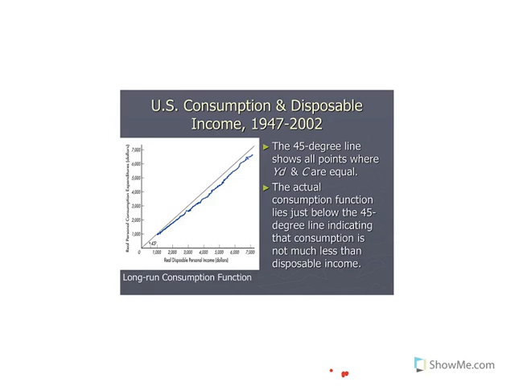So the closer your consumption function is to the 45-degree line, the smaller the amount that everybody is saving. Whereas as that consumption function gets further away from that 45-degree line and remains below it, then that means you're having a positive savings rate in the long run.